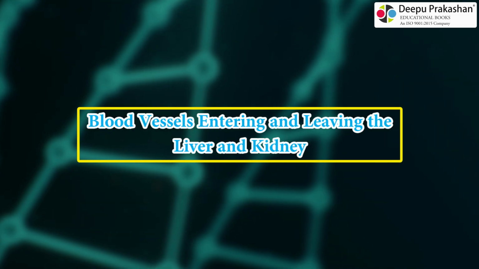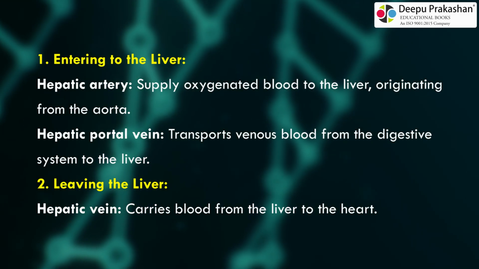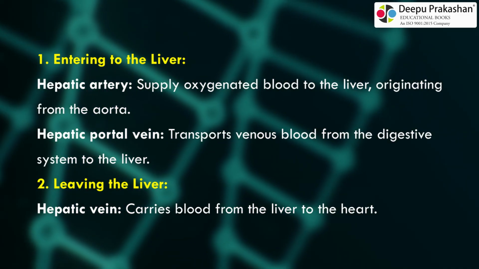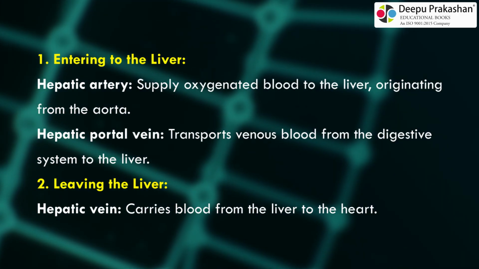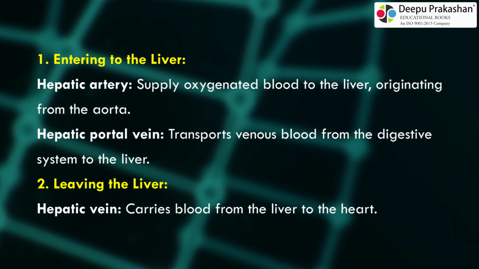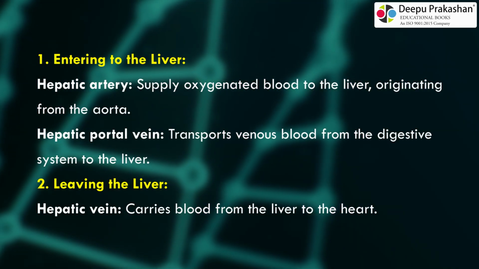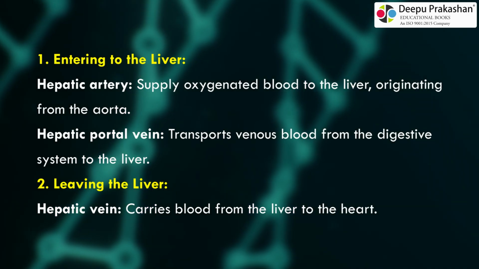Blood vessels entering and leaving the liver and kidney. 1. Entering the liver. Hepatic artery supplies oxygenated blood to the liver, originating from the aorta. Hepatic portal vein transports venous blood from the digestive system to the liver. 2. Leaving the liver. Hepatic vein carries blood from the liver to the heart.